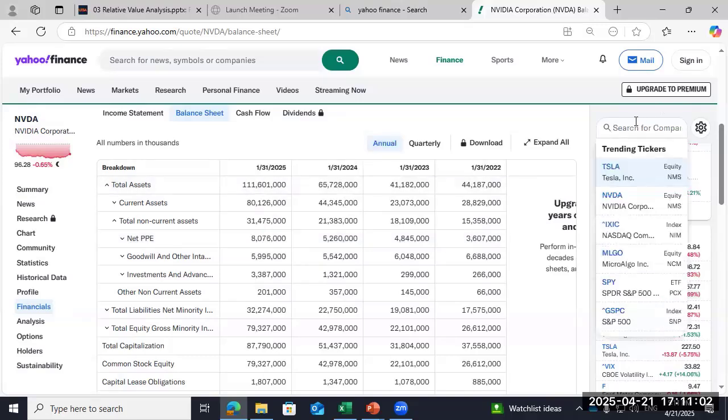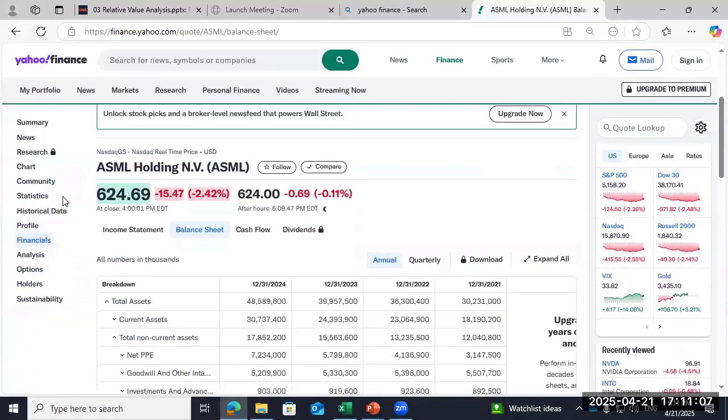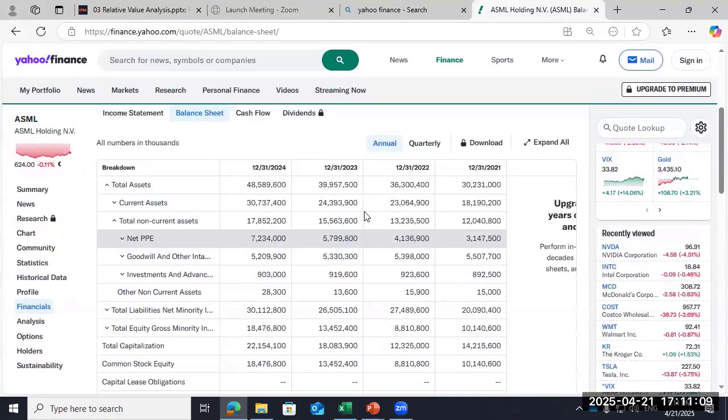ASML, I don't know what their ticker is. Is that them? Must not be. It must be their own company.